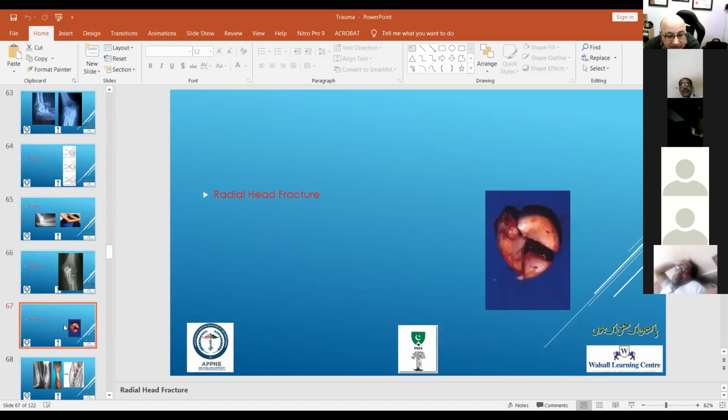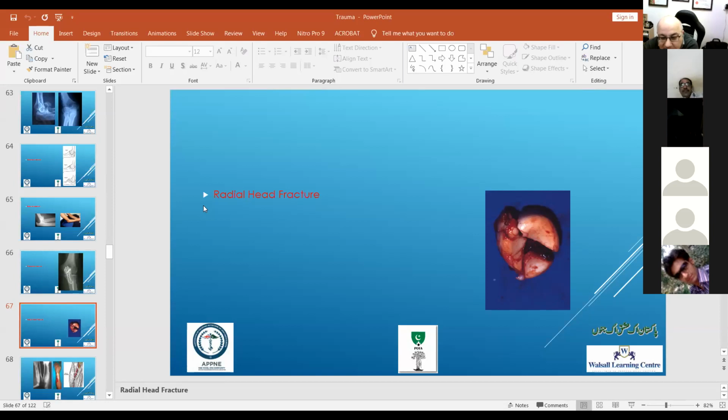Okay, so this is a radial head fracture. Does anybody know any classification of radial head fractures? Yes, sir. Mason classification. Mason 3. So there are 4 groups. Type 1 is undisplaced. Type 2 is displaced. Type 3 is comminuted, and 4 is with elbow joint instability.